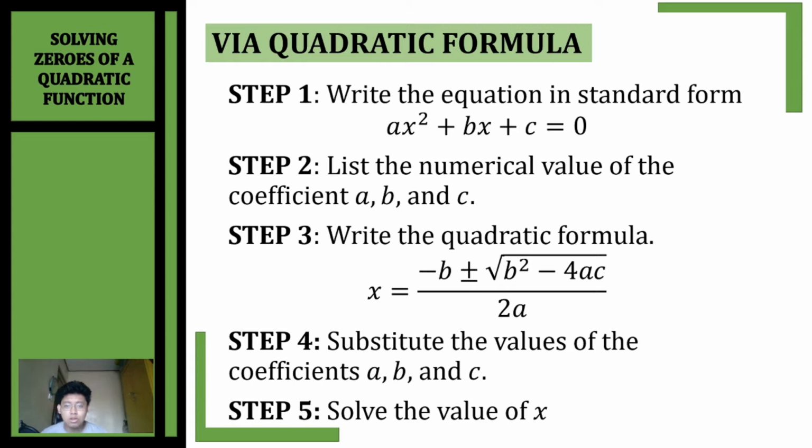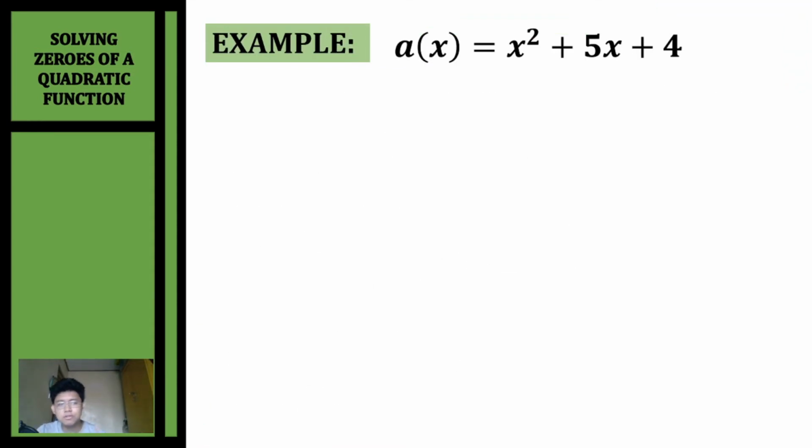Now let's go on to our examples in solving quadratic functions using the quadratic formula. Let's have an example. We're going to solve for the zeros of a quadratic function, A of x is equal to x squared plus 5x plus 4. First, we need to get the numerical values of a, b, and c. In this case, our a is equal to 1, our b is equal to 5, and our c is equal to 4. Then let's substitute this into our quadratic formula.